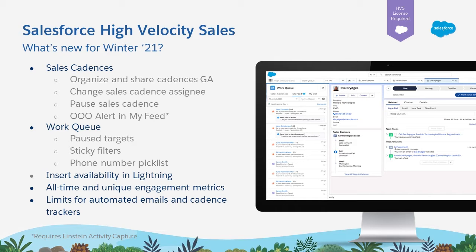Speaking of vacation, wouldn't it be nice if HVS could proactively tell you if your prospect is out of the office? Now it can with our latest alert type in My Feed. If you're using Einstein Activity Capture, HVS will recognize when you receive an out-of-office message and show an alert in real time, so you can decide if you want to pause the cadence or take other action.